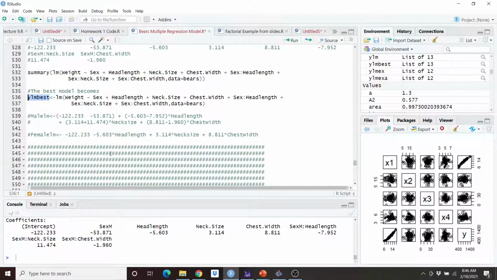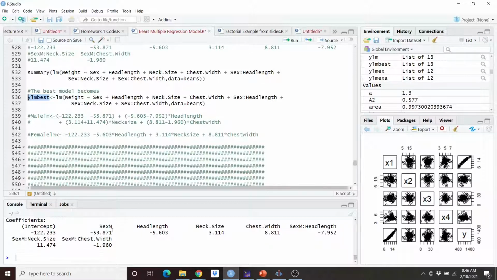What that means is that if we look at being a male, our intercept is now negative 122.233 minus 53.871. And then we have negative 5.603 minus 7.952 for our head length. We have 3.114 plus 11.474 by chest size, and 8.811 minus 1.960 times chest width.